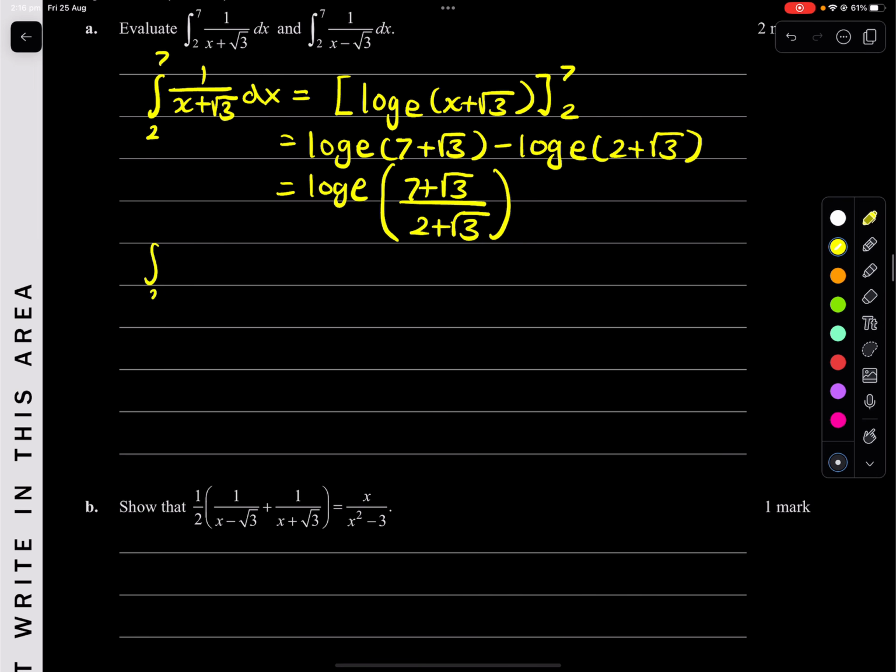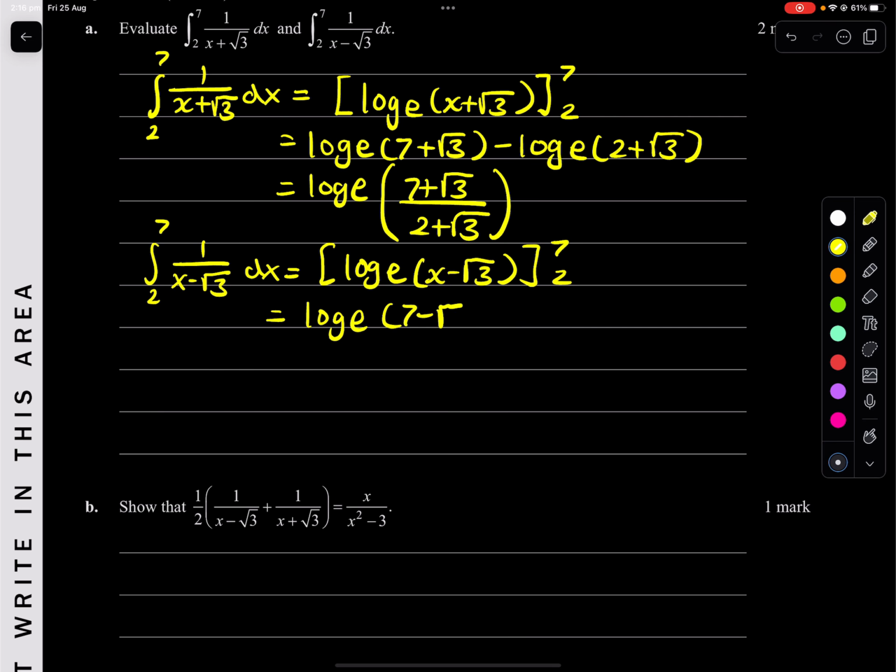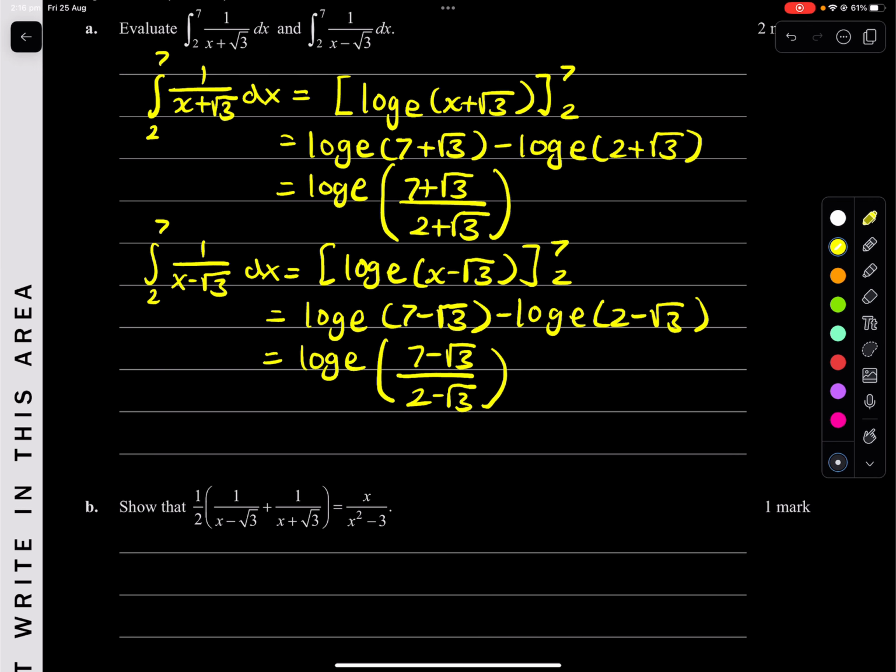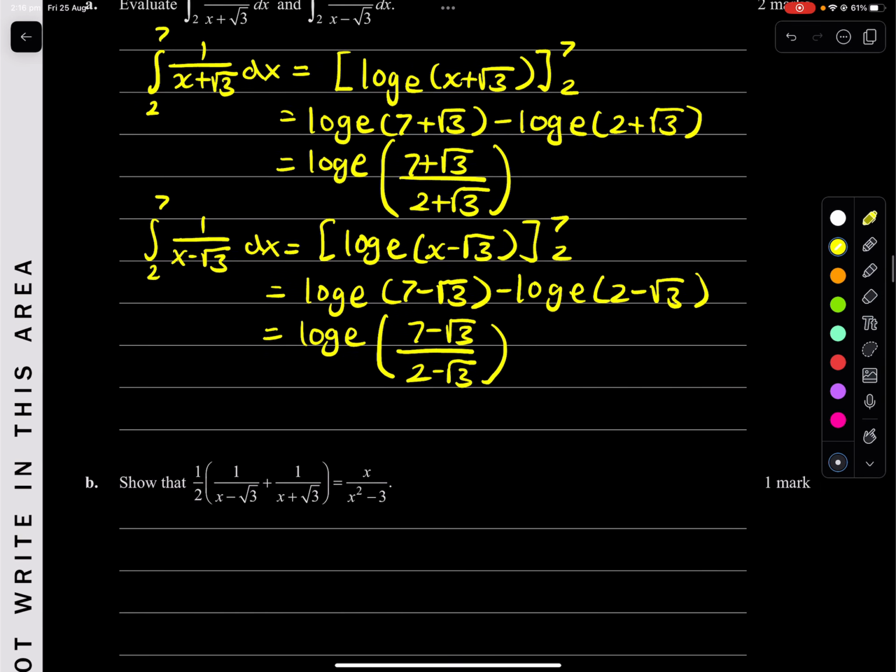For the next one, we're saying the integral from 2 to 7 of 1 over x minus root 3 dx. Okay, same thing. So it'll be log e, x minus root 3 from 7 to 2, log e, 7 minus root 3 minus log e, 2 minus root 3. The final answer is log e, 7 minus root 3 all over 2 minus root 3. And yeah, those are your evaluated answers for both of them.